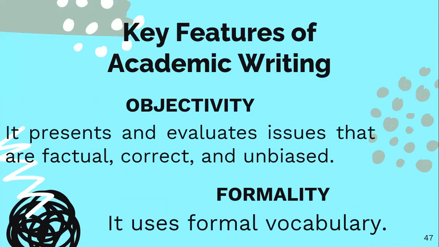Okay. Now, I want you to take note of the following key features of academic writing. Okay? So you can consider it academic writing when it has the following features. Okay? Number one, can you read the first one? Objectivity. Who can read that? Raise your hand. Charisse, go. Objectivity. It presents and evaluates issues that are factual, correct, and unbiased. So when you say something is objective, that means it is not an opinion. It is based on facts. The information is correct and it's unbiased.